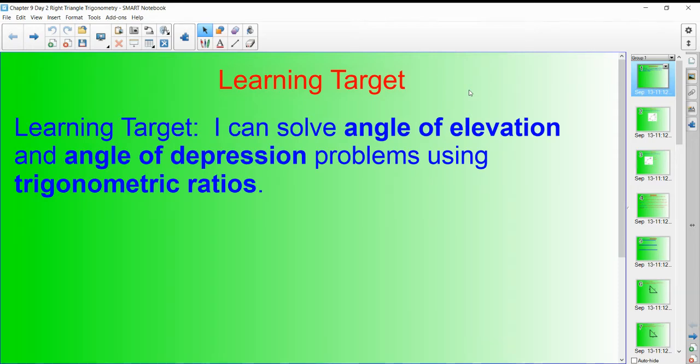Hi everyone. Today we're going to learn more about trigonometry. We're going to learn about sine and cosine and tangent, which are trigonometric ratios, and those are going to help us solve angle of elevation, angle of depression problems. So we're going to do word problems today where we have to draw pictures, we have to use concepts of sine, cosine, and tangent to figure out missing side lengths. So let's get started with our warm-up.